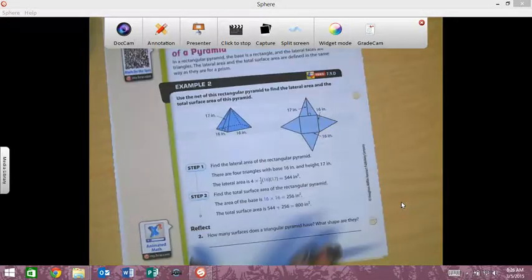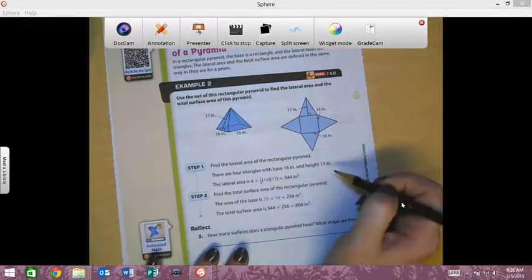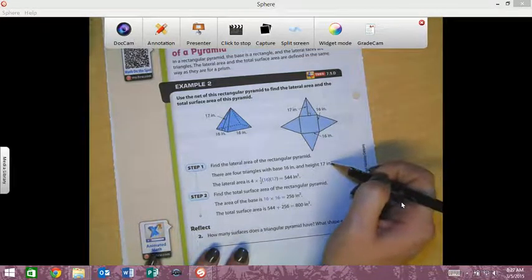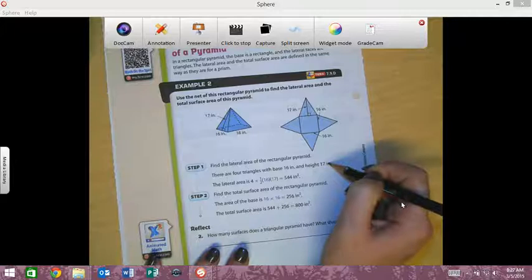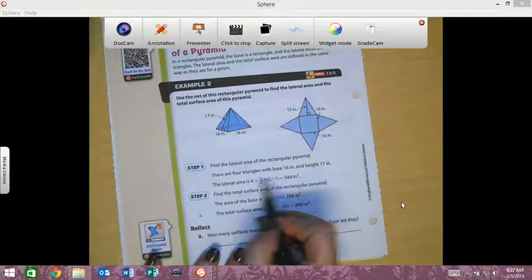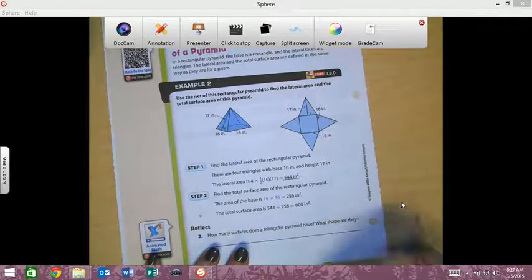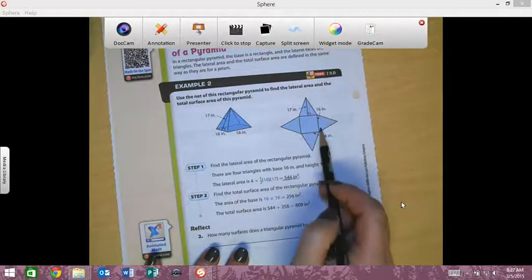Now, for a pyramid, you're going to use a net of a rectangular pyramid to find the lateral area and the total surface area of this pyramid. So what we're going to do is there are 4 triangles. Each base is 16 and each height is 17. So you would do 1/2 base times height, which gives you 1 triangle, and then multiply it by 4, and it's going to give you 544. That's just your faces. That's just these triangles.